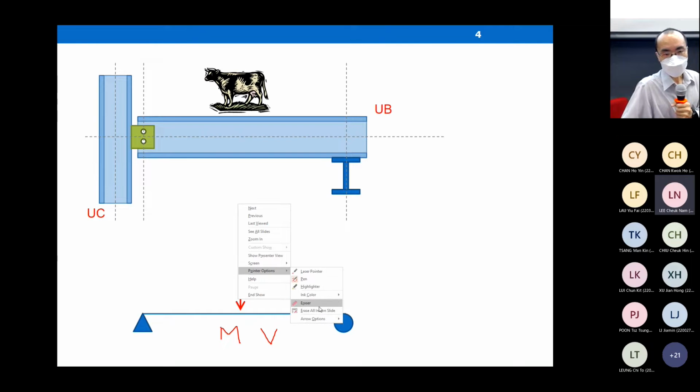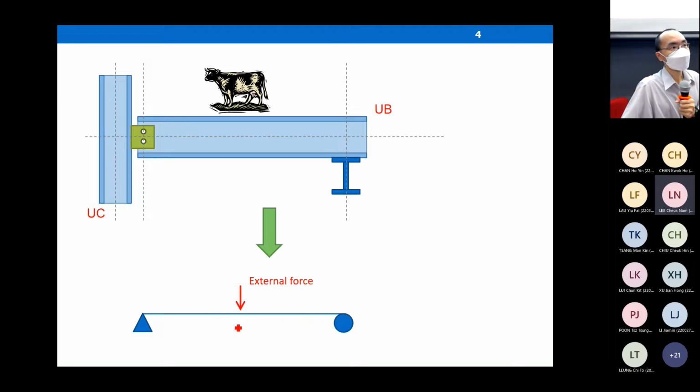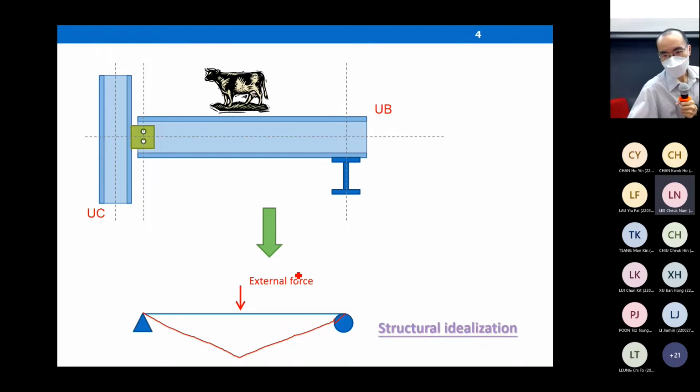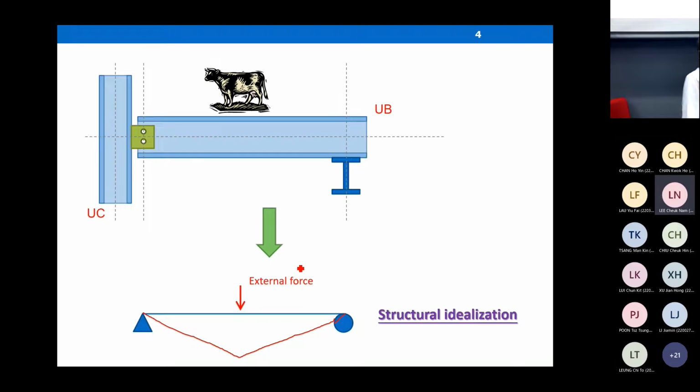What about the moment diagram? If I ask you this question, you need to answer me immediately, right? Moment diagram, a straight line, right? What I mean is that this is so-called structural idealization. You have to convert the boundary condition and the loading to something that you can handle.